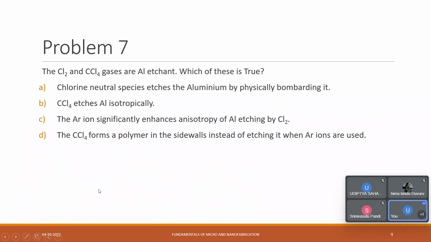So this is problem 7. Chlorine, Cl2, and carbon tetrachloride, CCl4, gases are aluminum etchants. Which of these is true? You have to tell. Four options are given, and you have to tell which one of them is true. It is a single correct one.